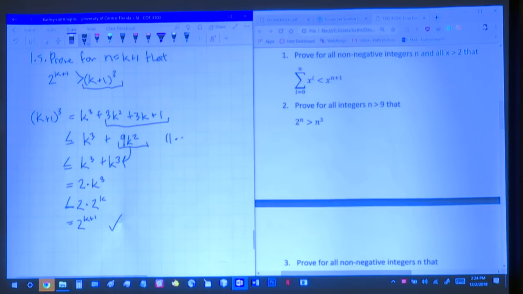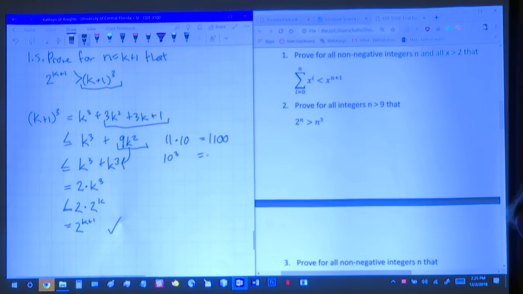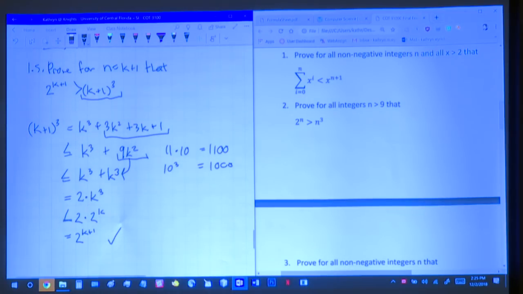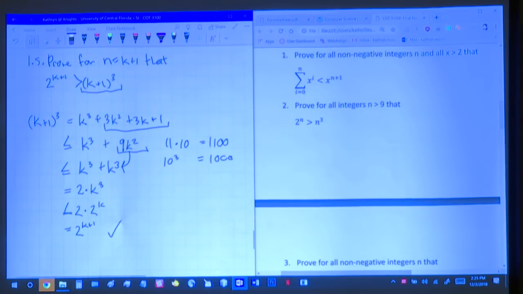Like 11 times 10 squared, that's equal to, I forget, you know, yeah, this, right? And then 10 to the third equals 1,000. And that would make this statement less than this one. So that's why it would have to be 10 or 9.